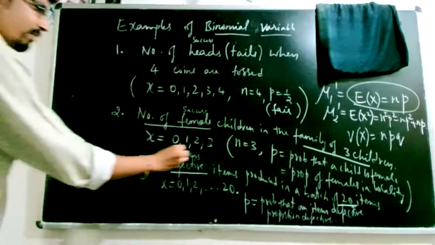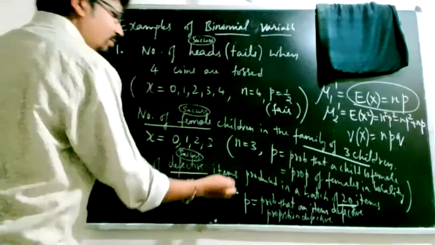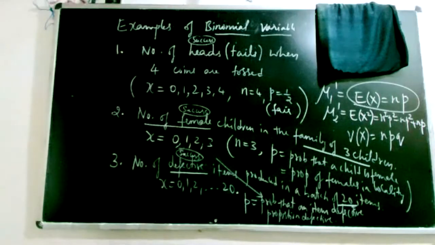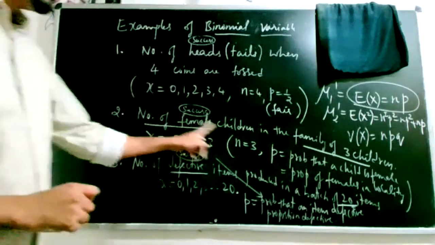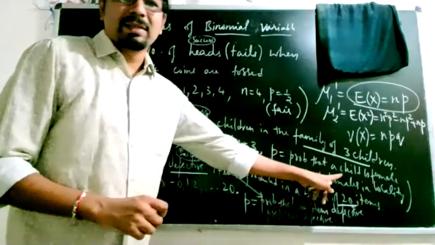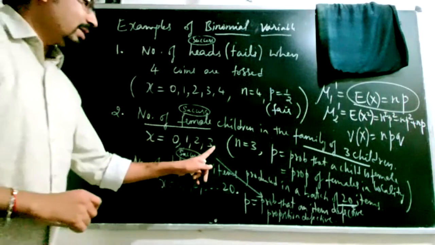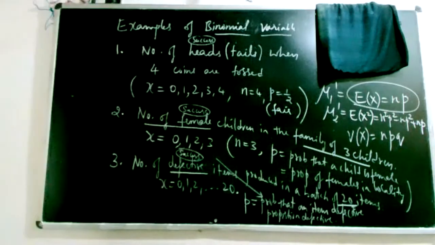So whatever you have defined as success, the same success must be used to define the value of P, because P is always the probability of success. So here, I cannot say x is equal to the number of females and then take P as the probability that the child is male. Then it is not defining the concept of binomial, because x is always defined as success, and P is always defined as the probability of success.